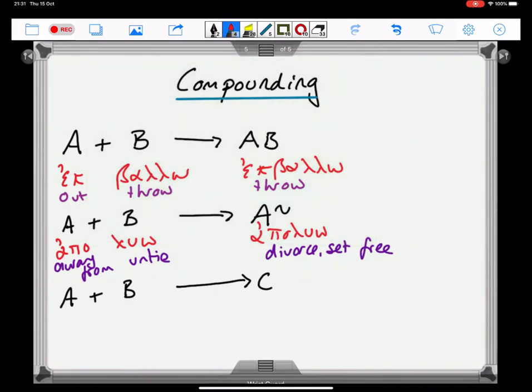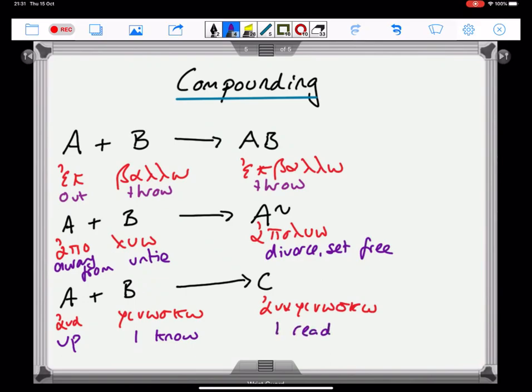Finally, you get words where there just is no link. Ana plus ginosko, giving you anaginosko. Ana means up, ginosko means I know, anaginosko means I read. It's a wholly new word that has nothing to do with its parts.